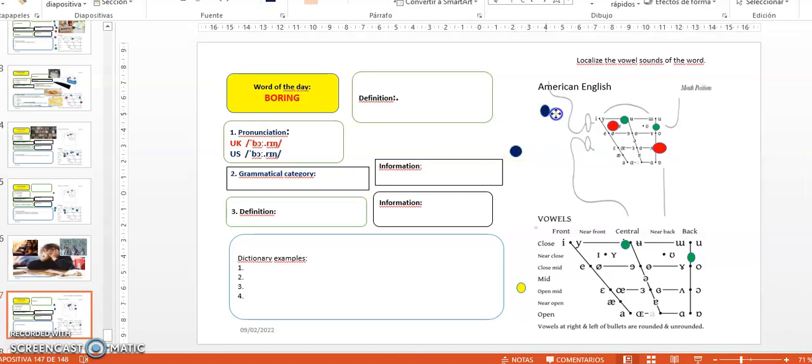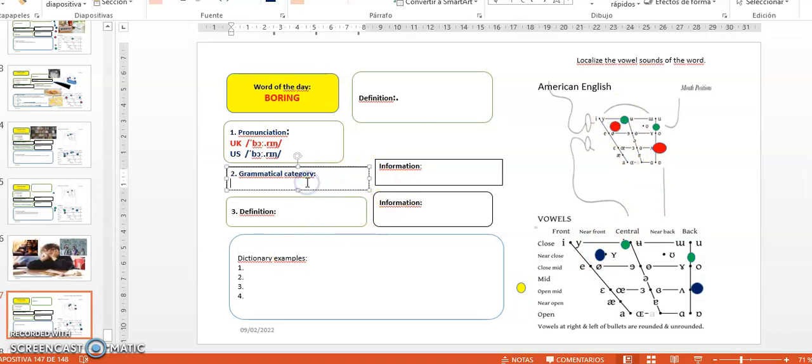Okay, this is the American pronunciation. The British is the same. You will put the circle right there, boring. But now let's find the sounds on the other chart, the vowel chart. It's right here, boring. There we are. See the difference between the Spanish and English? All right, we say that the grammatical category is mentioned as an adjective. So you write here adjective.